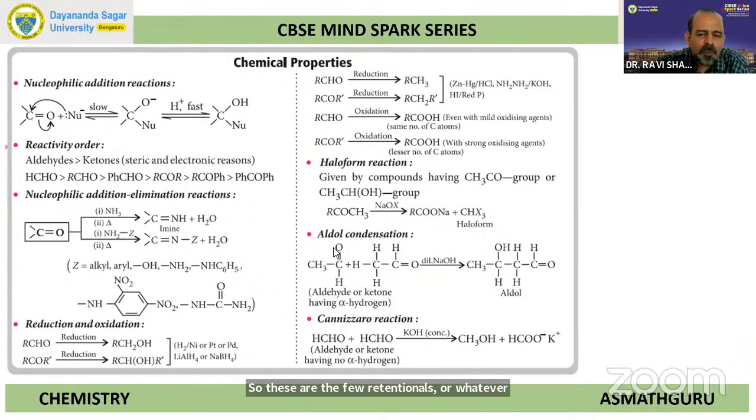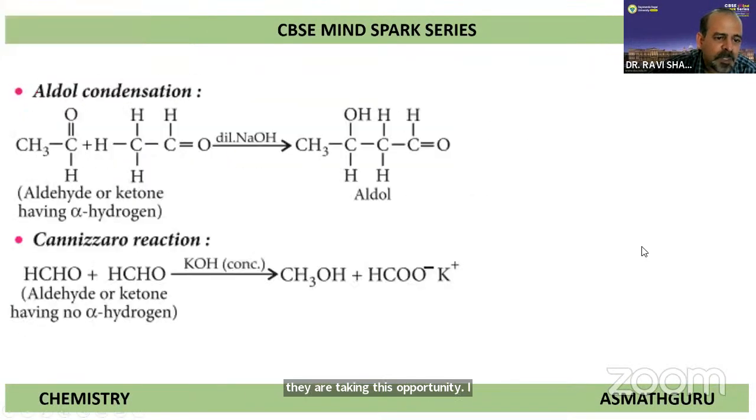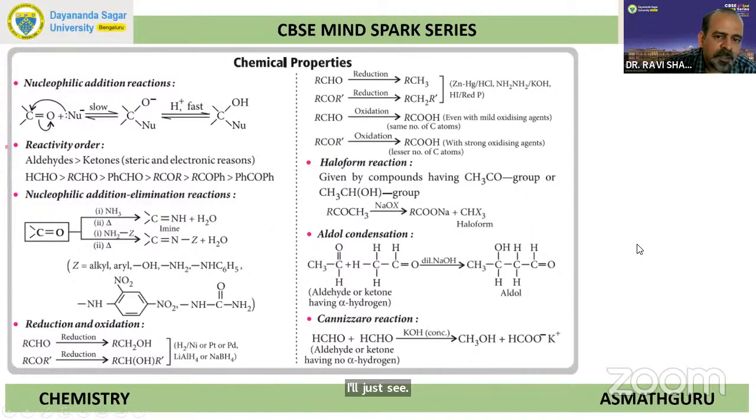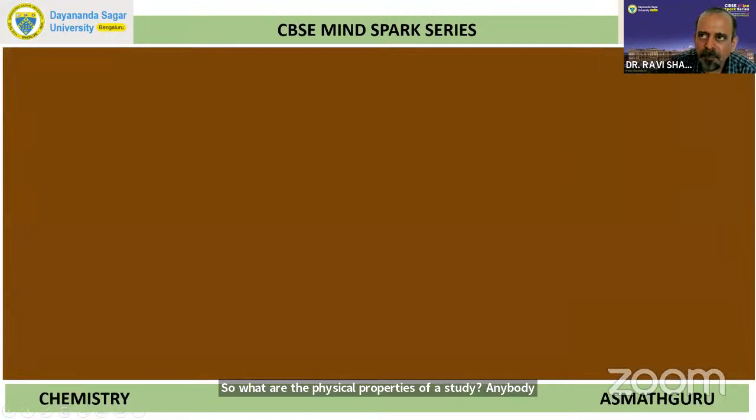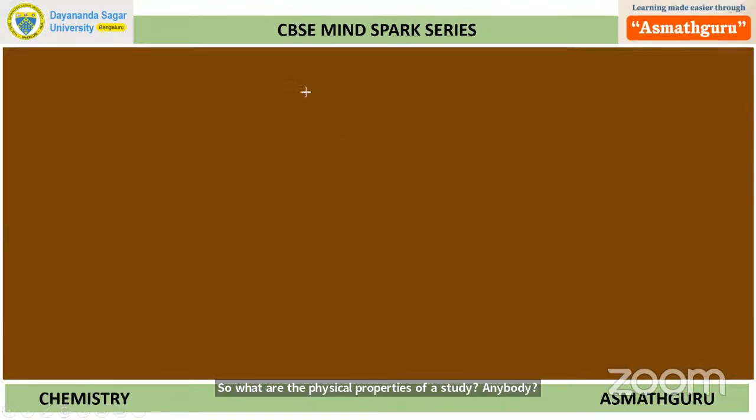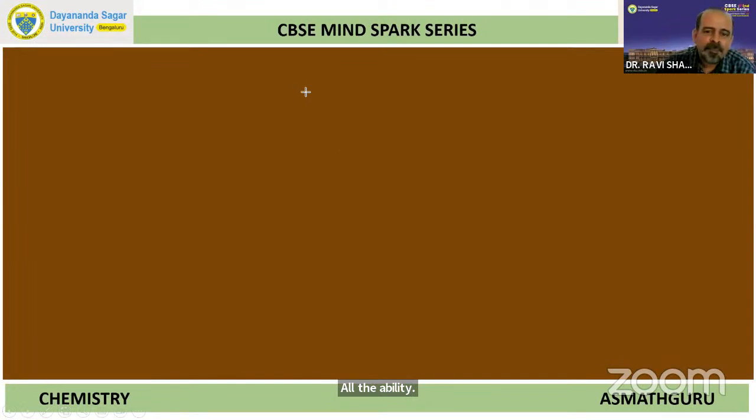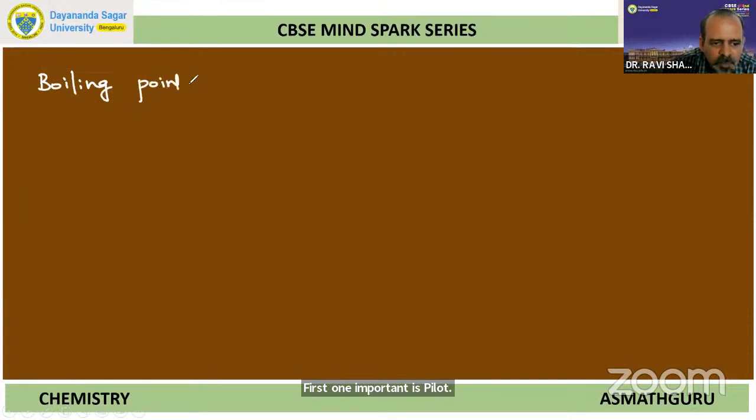Next, before we get into chemical property, we'll discuss a little bit about physical property. So what are the physical properties you're supposed to study? Anybody? Solubility. Very important. What are the 2 important things you tell me? First one important is boiling point. So boiling point and solubility.